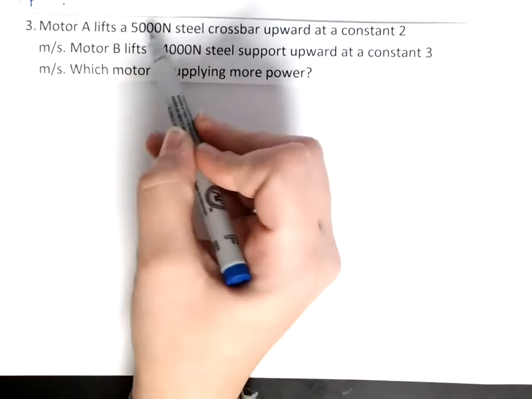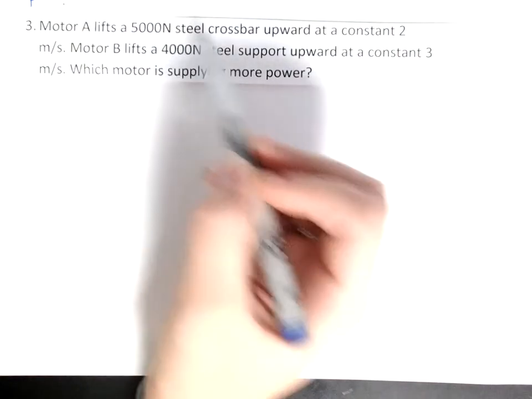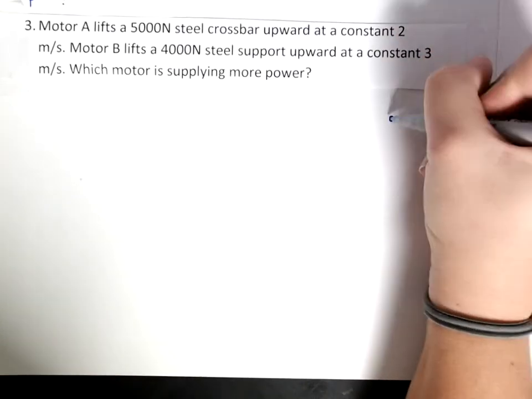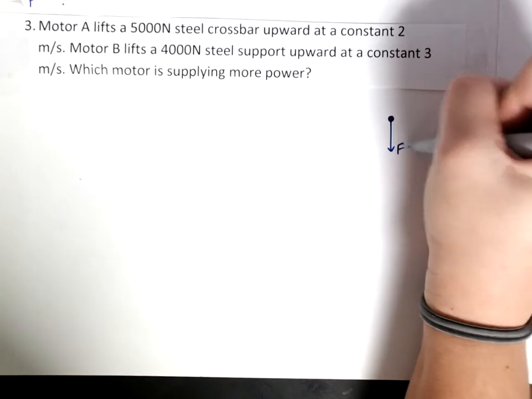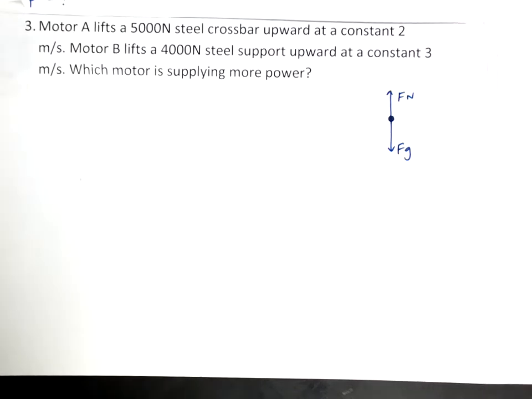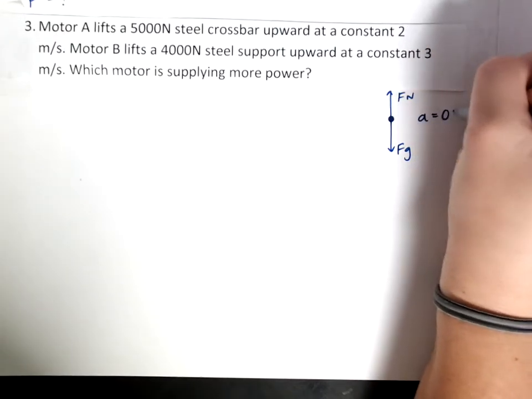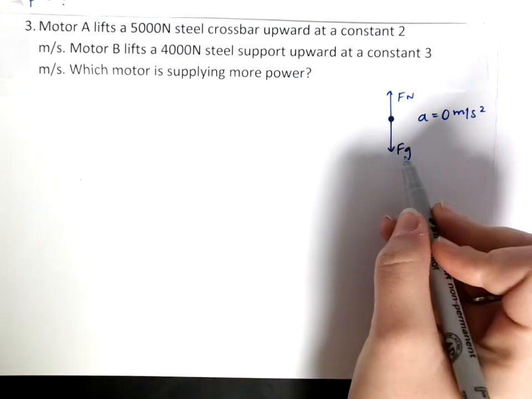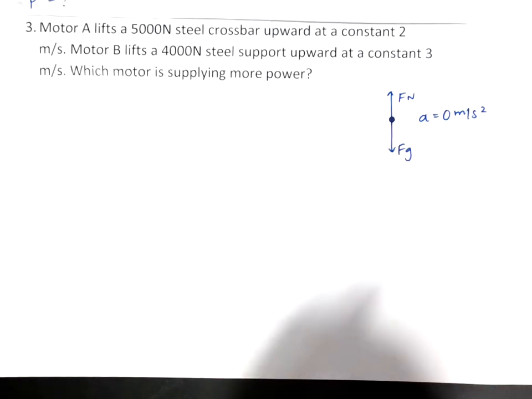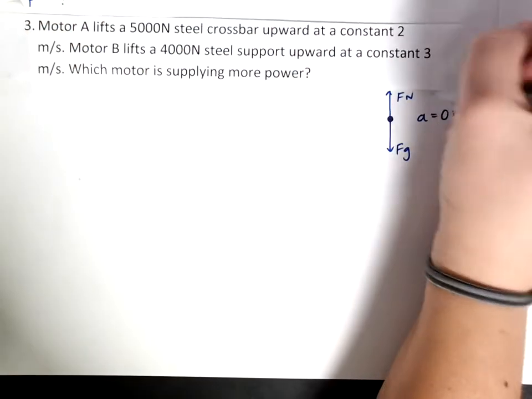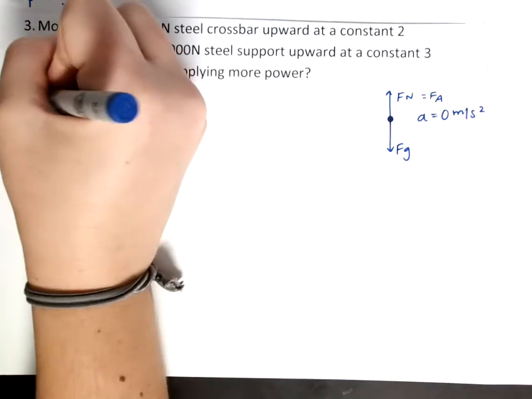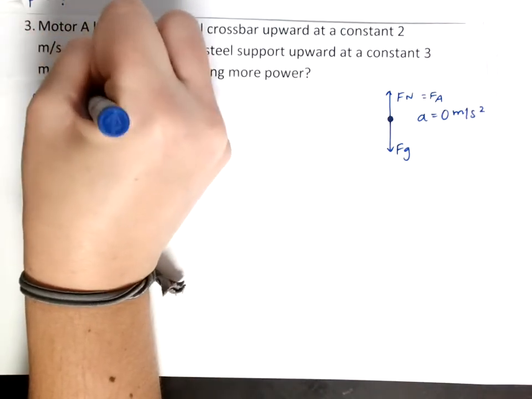So this is the weight of the object, and we know that our free body diagram looks something like this for both scenarios. So weight, and in order to lift it up we have to apply some normal force, and it's traveling at a constant speed, which means acceleration must be 0. Which means that our applied force upward, F normal, is equivalent to our force due to gravity. We can call this F normal, or actually, a better name should be F applied. So we're going to have two different scenarios, motor A and motor B.